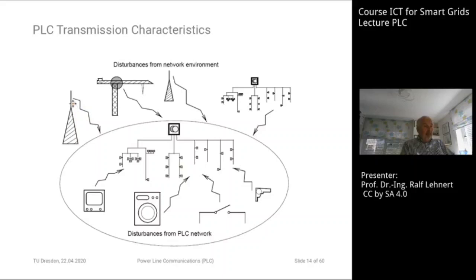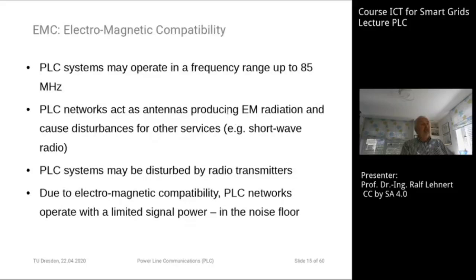Also, there are radio transmitters, and if the radio transmitter transmits in an area where we use our modulation frequencies on the power line, then this can disturb as well. The crane here is a high power consumer, again another consumer, and other PLC networks can disturb the behavior of a neighbor PLC network. So for PLC, the so-called electromagnetic compatibility is of prior importance.